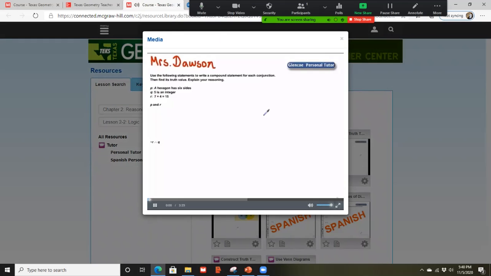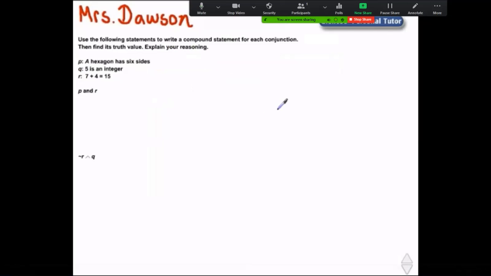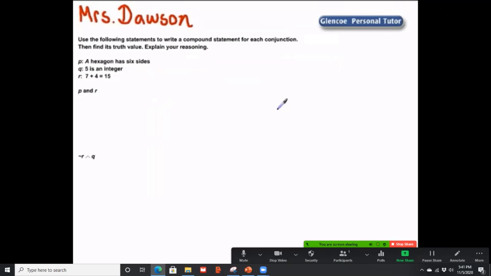This is Mrs. Dawson. Truth values of conjunctions. Use the following statements to write a compound statement for each conjunction. Then find its truth value. Explain your reasoning. P: A hexagon has 6 sides. Q: 5 is an integer. R: 7 plus 4 equals 15. P and R; not R and Q, also read as the conjunction of not R and Q.